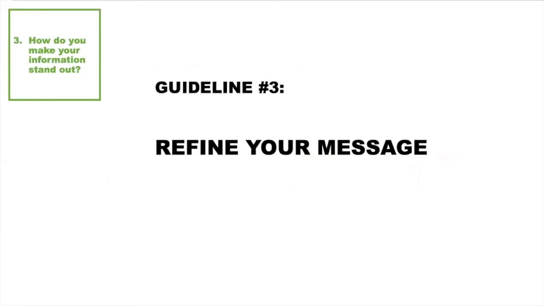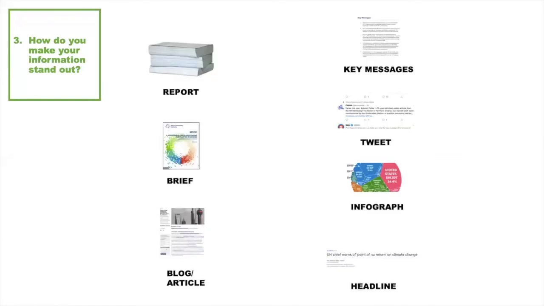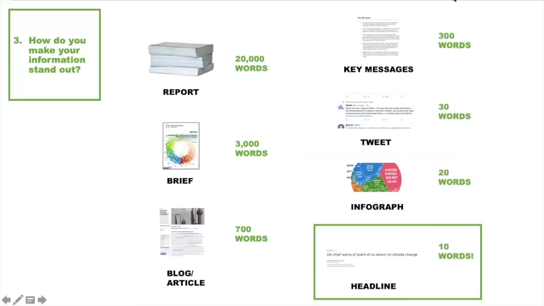So, link to guidelines number 1 and 2. If we're talking about spinning off your research into different products and making sure that those products have different scales so that there are entry points into your work, it naturally leads us to guideline number 3, which is refining your message. Boil it down, and boil it down some more, right down to a headline so that it fits the formats through which regular Canadians consume information.